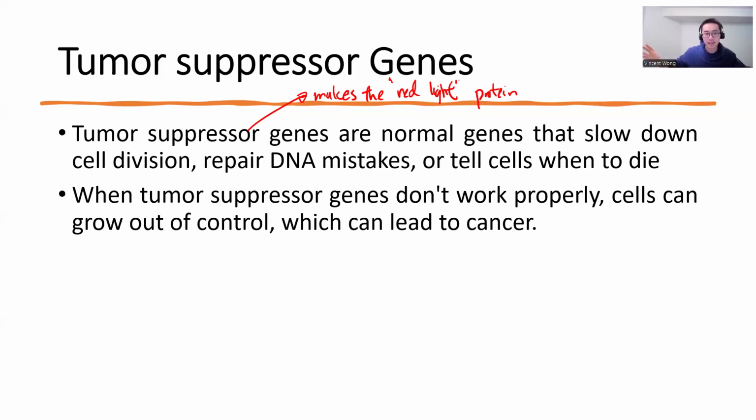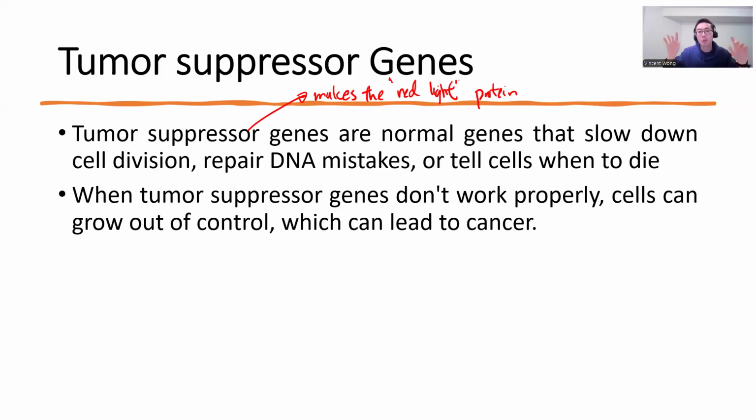They are red lights. When the tumor suppressor genes, excuse me, as you can tell, I'm really sick, so I'm losing my voice. When tumor suppressor genes don't work properly, when the red lights are no longer functioning, then the cell can grow out of control, okay, which again can lead to cancer. So we can get a cancer problem in one of two ways. Either we have a green light that's always on, or we have a red light that doesn't turn on.